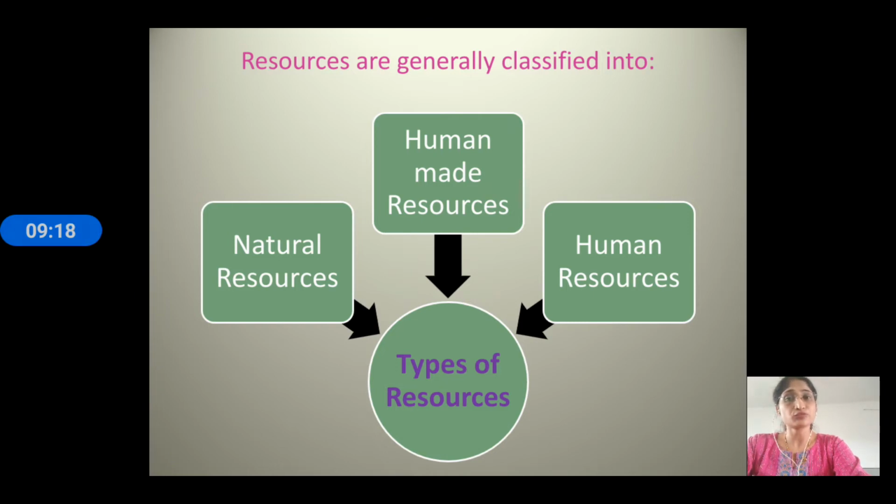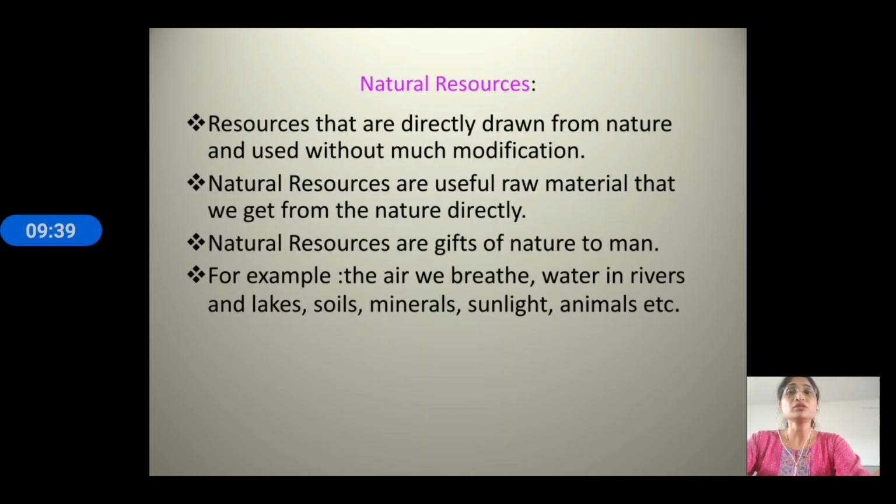Now let's move to the classification of resources. There are three types of resources: natural resources, human-made resources, and human resources. First, let's look at natural resources. We all know what natural resources are: which we get in nature, which has been gifted to us by God, that are directly drawn from nature and we use without modification.